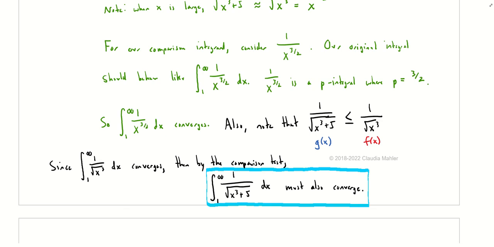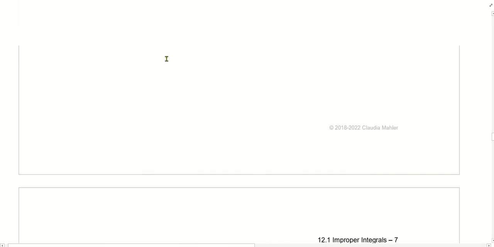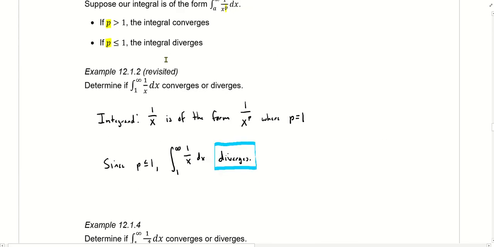Sometimes it can be useful. Sometimes it just takes some practice as far as picking that comparison integrand like we did here. Usually a p integral is a good comparison if you can make it, because those are ones that are easy to evaluate, as we saw up here, in terms of whether or not they converge or diverge. And that's really all we need in order to use the comparison test: knowledge about whether a function converges or diverges.